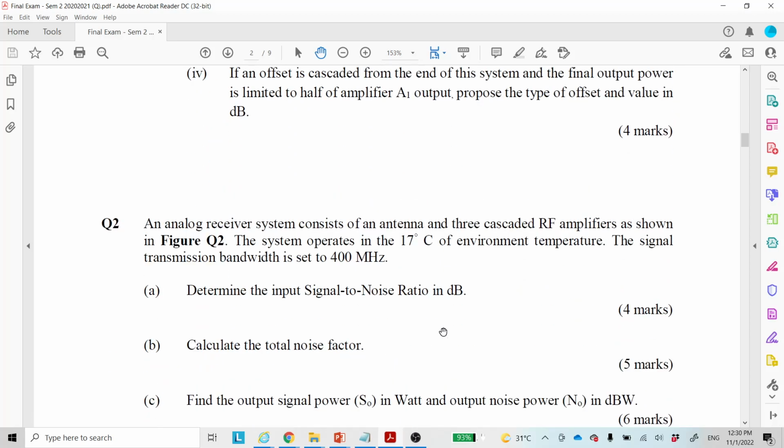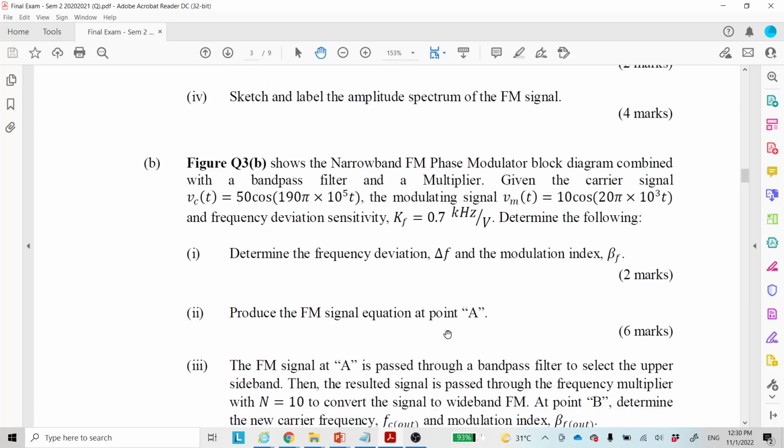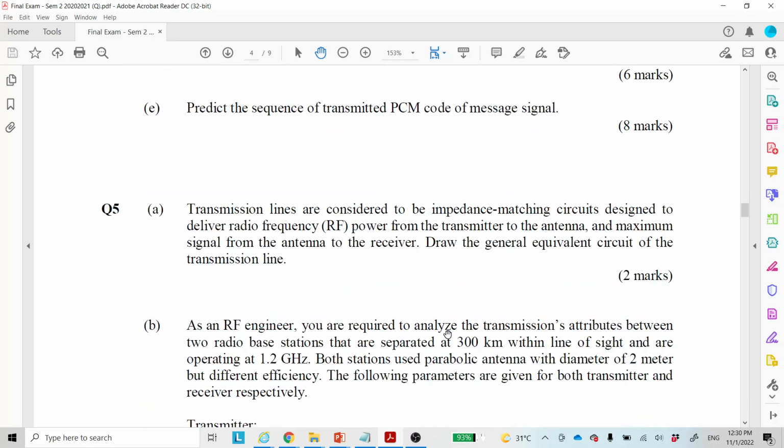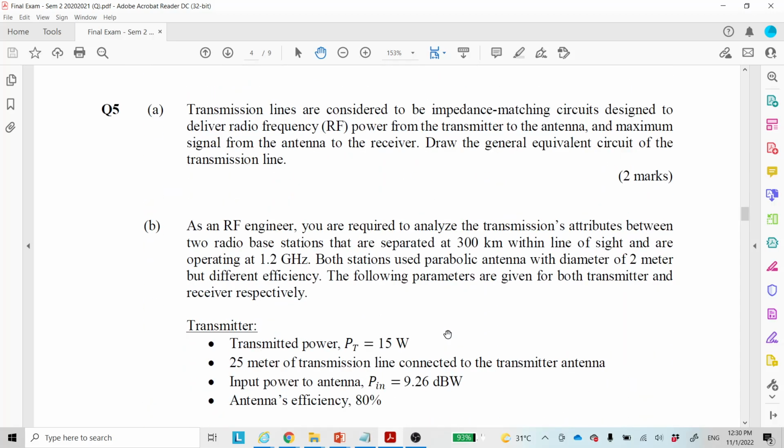So, there are also 5 questions. Juga ada 5 soalan. Dan kali ini saya nak fokus kepada soalan yang kelima. Question number 5. So, question number 5 is about chapter 5. So, you see that here 5A: transmission line are considered to be impedance matching circuit designed to deliver radio frequency power from the transmitter to the antenna and maximum signal from the antenna to the receiver. Draw the general equivalent circuit of the transmission line.